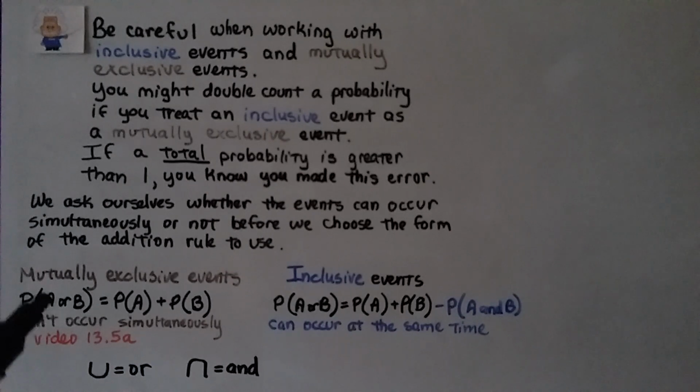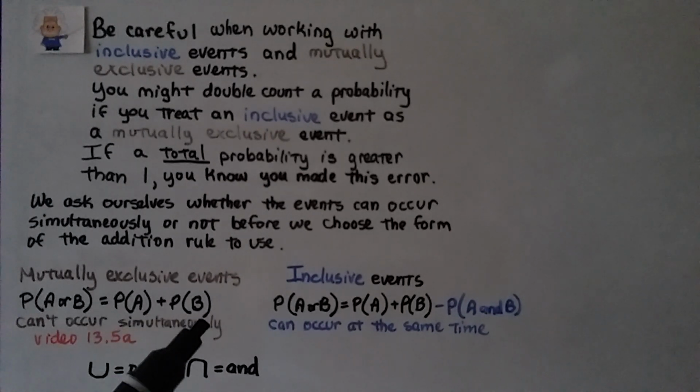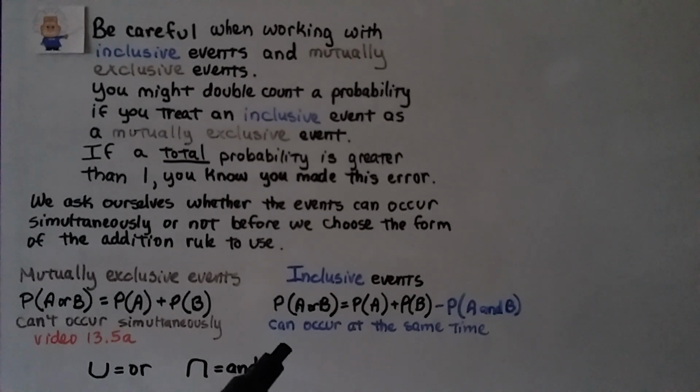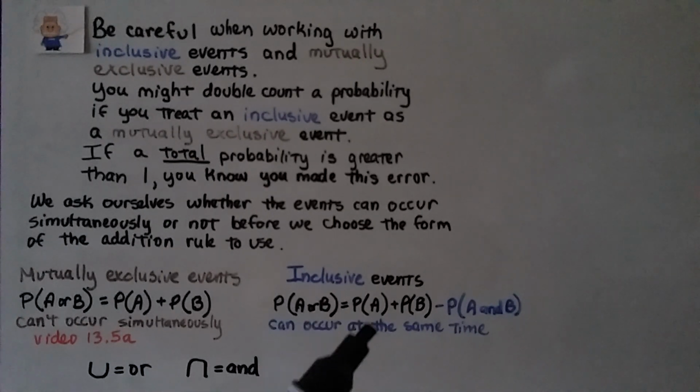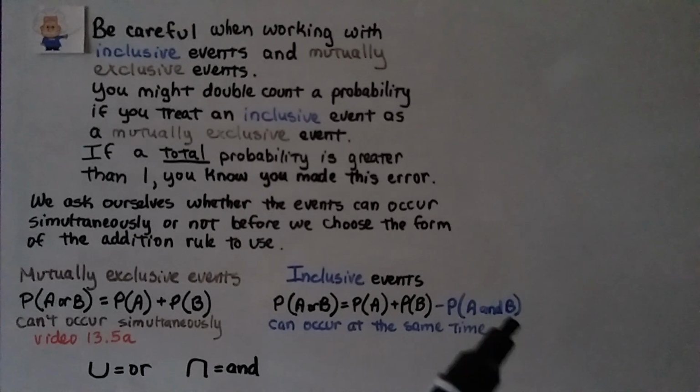We would have the probability of A or B, and it would equal the probability of A plus the probability of B. For inclusive events, the probability of A or B would equal this probability of A plus the probability of B minus the probability of A and B. They can occur at the same time. Remember our symbols? This means or, and this means and. Okay?